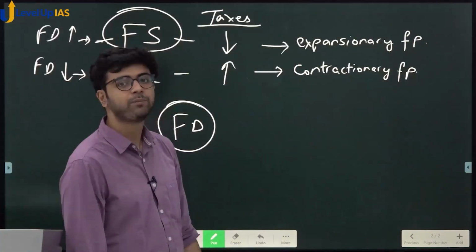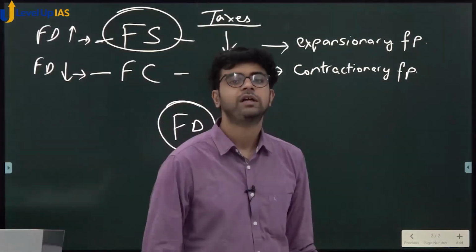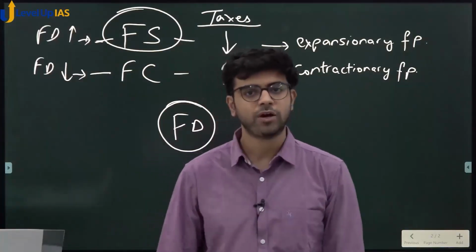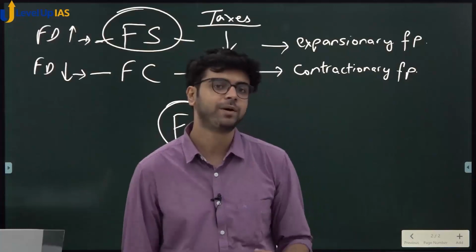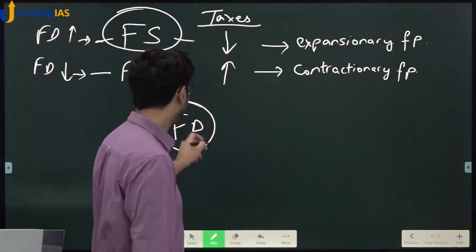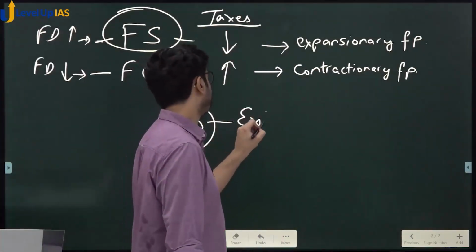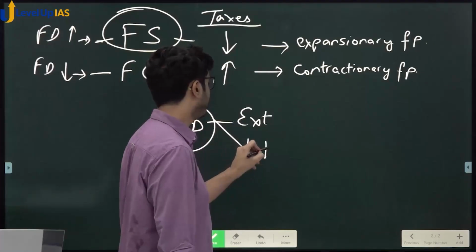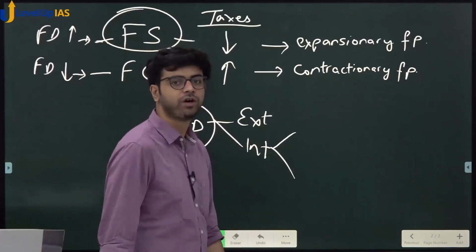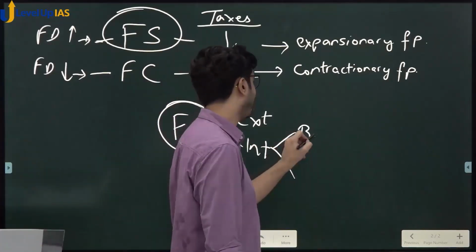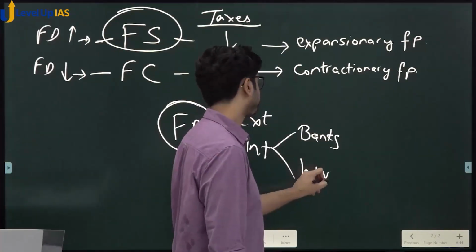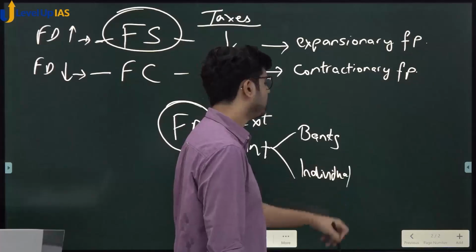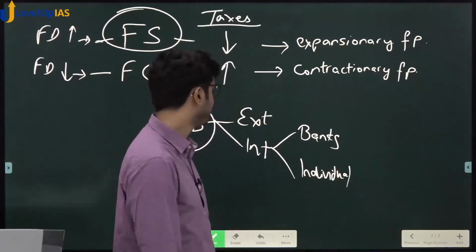What does it do? Either it can monetize the deficit or it can borrow. Earlier it used to monetize the deficit. Now it cannot monetize the deficit. So now the only option remaining with the government is to borrow. Either it can borrow from outside India, yes or no? Or it can borrow from within India. From within India, what is the situation? Either it can borrow from banks, including RBI, or it can borrow from individual investors.